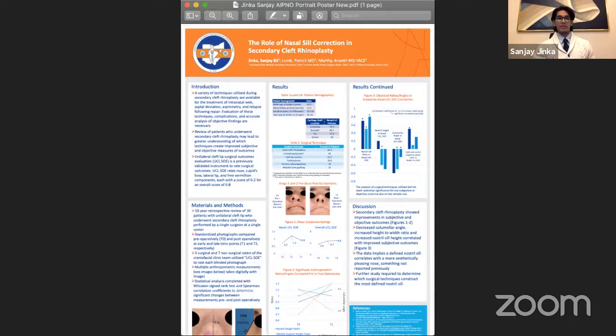Further study is required to determine what surgical techniques prioritize this outcome, but this is something we hope to work on in the future. For now, this research is very important as it defines a new parameter for surgeons to be mindful of when performing secondary cleft rhinoplasty. Thank you.